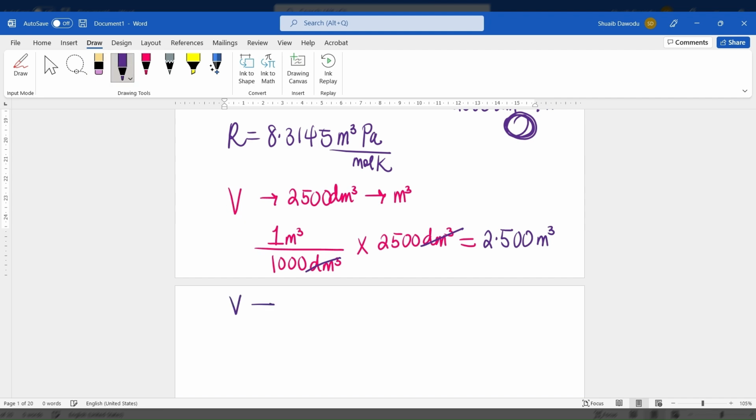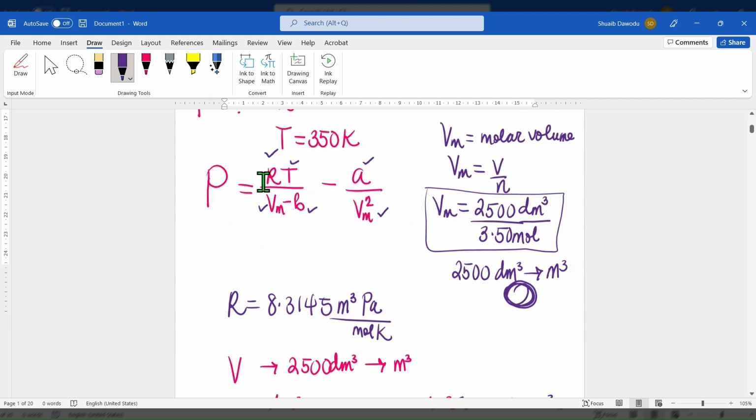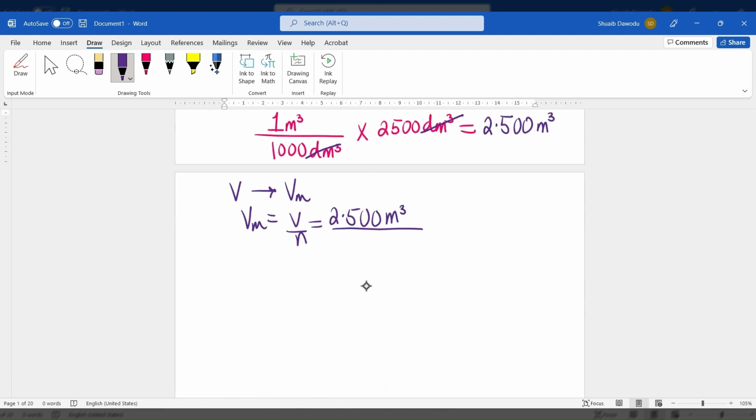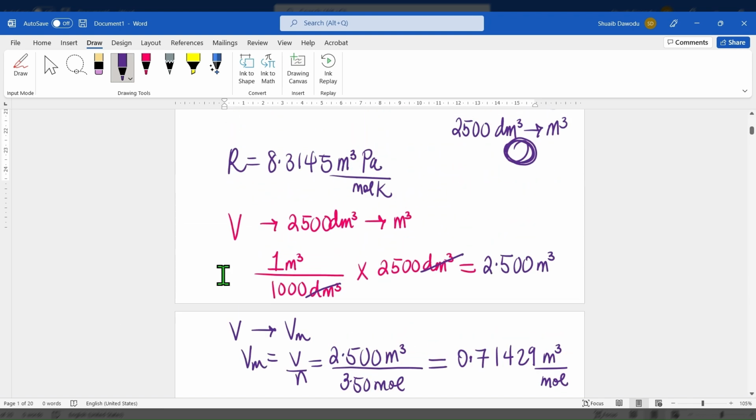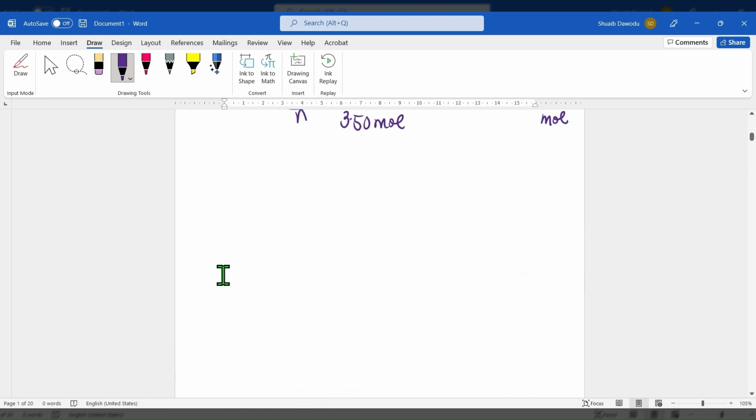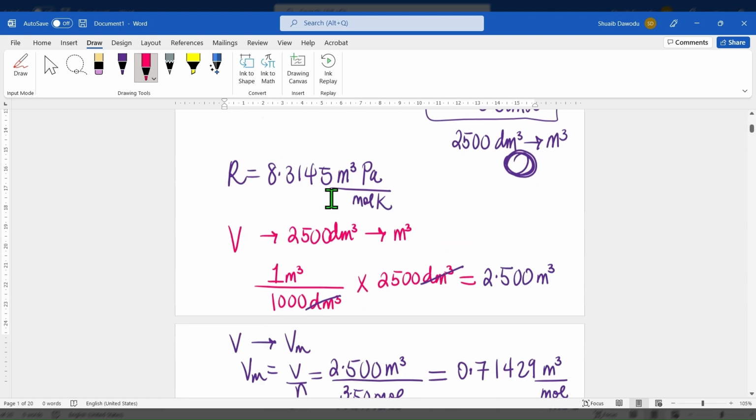Now we're going to go from volume to molar volume. Molar volume is equal to V over N, so 2.500 meter cube divided by the number of moles, which is simply 3.50 mole. Of course, you input this information in your calculator to get 0.71429 meter cube per mole. So that's it. Now you've gotten all your parameters, you just have to simply substitute. And by the way, if you're confused about the way I'm solving this, please just rewatch this video. Fully everything works out.